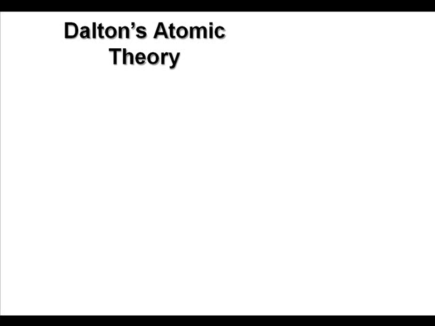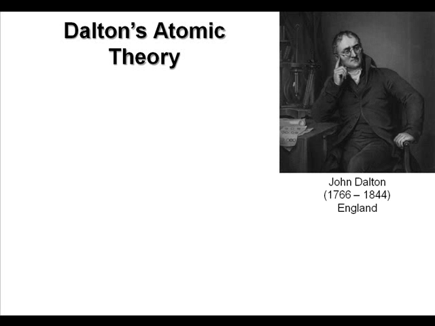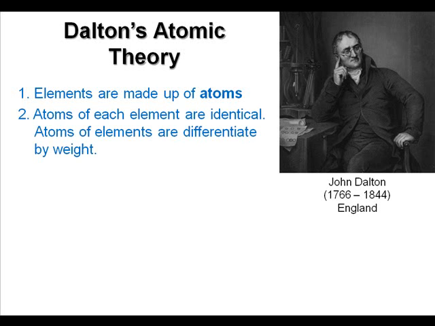But it was John Dalton who eventually put together a real solid working model of what atoms were all about. It became known as Dalton's atomic theory. He was an Englishman. He actually enjoyed studying the weather, and from his studies of the weather and how gases behaved, he put together the atomic theory. What that meant was that elements are made up of atoms, which were the Democritus atoms of centuries before. Atoms of each element are identical.